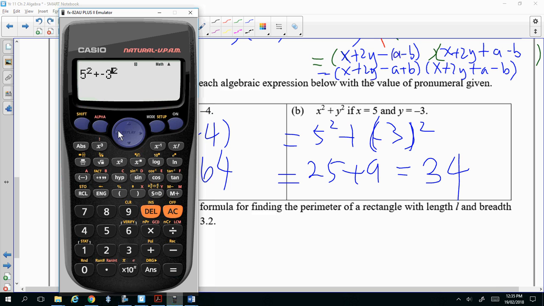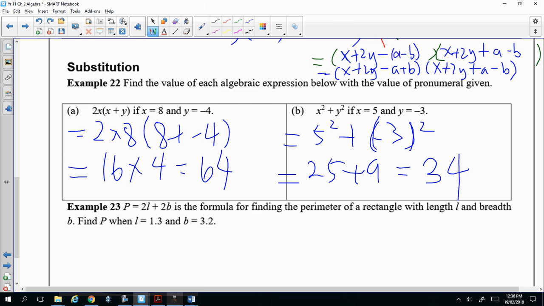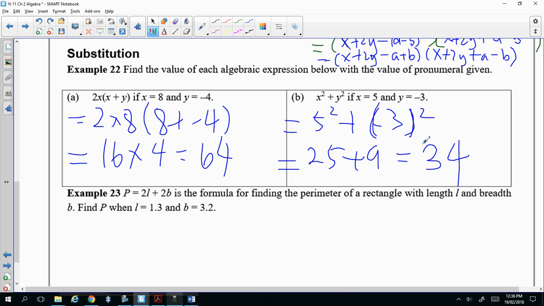All right, one more question. That's the formula for the perimeter of the rectangle. Find the perimeter if L is 1.3, B is 3.2. And then if you use your calculator, that's 4.5, you get 9, right? You get 9. Any question?